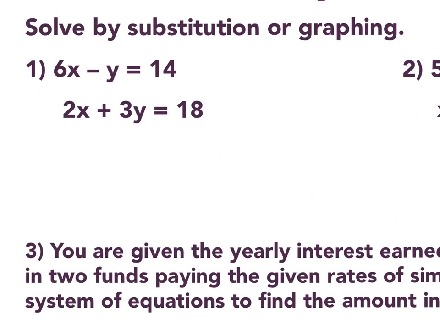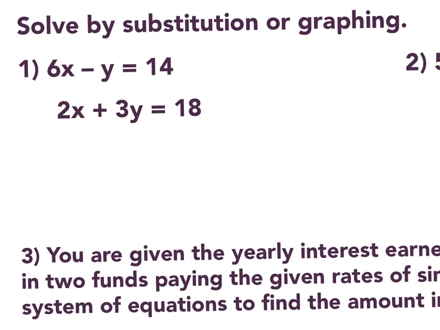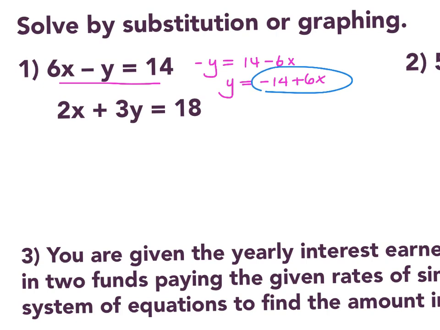So number one, if I look at this, I get 6x minus y equals 14, and then 2x plus 3y equals 18. So I'm actually going to solve this one by substitution. I'm going to solve my first equation for y. So negative y would equal 14 minus 6x, and then multiply everything by negative 1, and I get y equals negative 14 plus 6x. And then you want to take that and plug it into the other equation, into its y. So 2x plus 3 times negative 14 plus 6x equals 18.